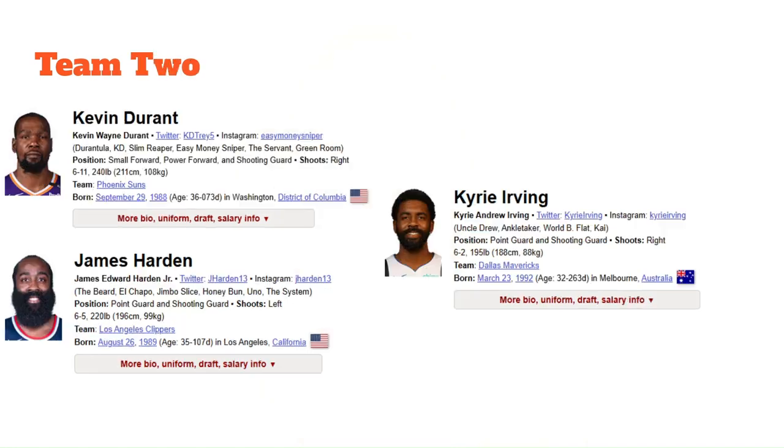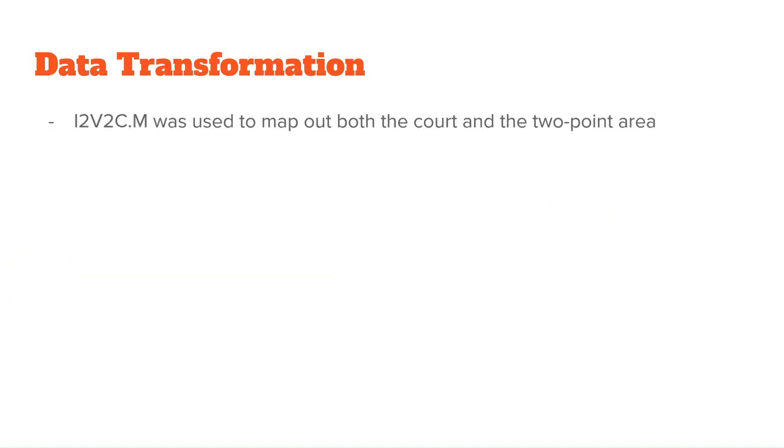So that's team one. And then on team two, we have Kevin Durant, Kyrie Irving, and James Harden. There's also their teams. So here you can see Kevin Durant plays for the Phoenix Suns, Kyrie Irving plays for the Dallas Mavericks, and James Harden plays for the Los Angeles Clippers.